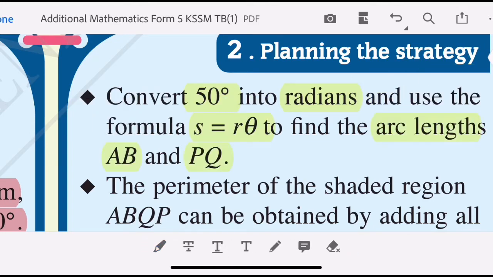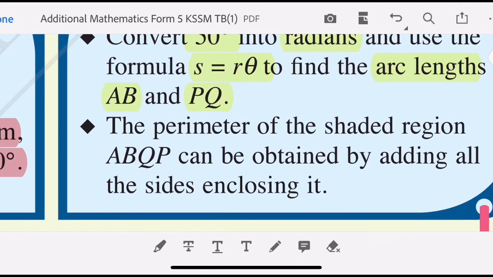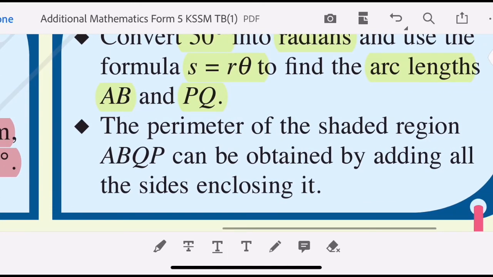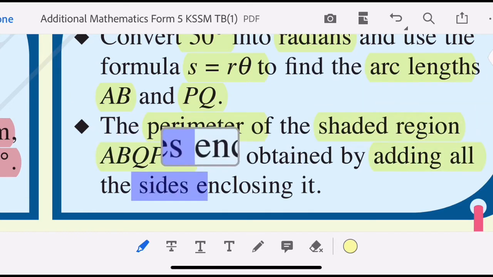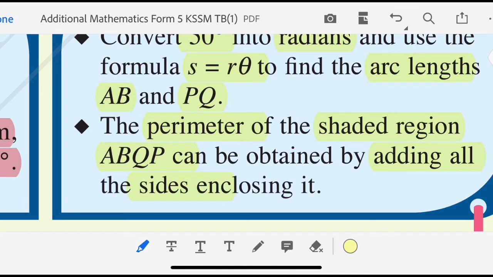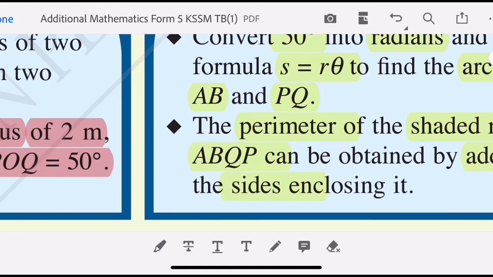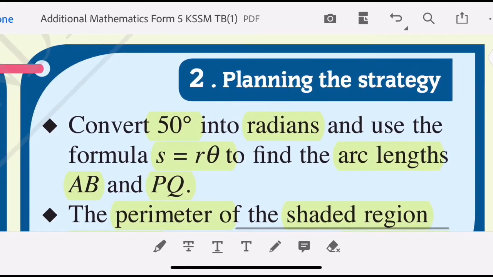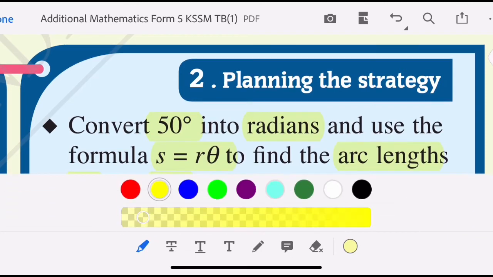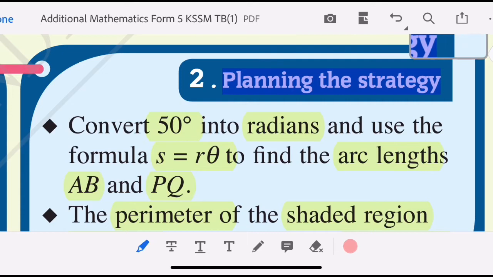Alright, so after that you have to find the perimeter, right? So how to find the perimeter? I'm sure you know the perimeter of the shaded region can be obtained by adding all the sides, and closing it. Alright, so this is how you find the perimeter. Okay, this is so-called planning the strategy. So in order to do HOTS, you must follow the steps so that you won't feel nervous or scared.